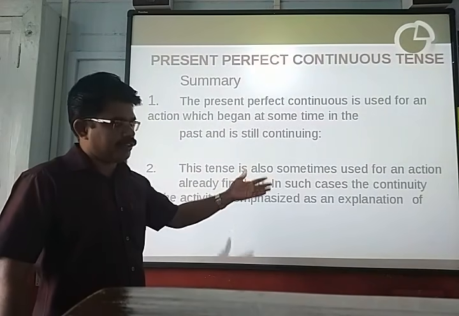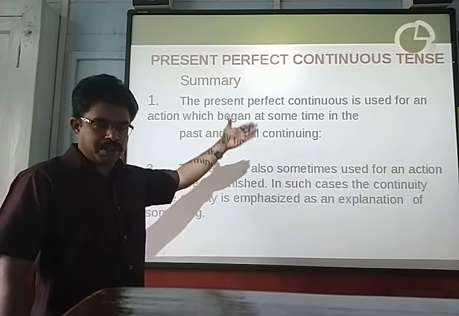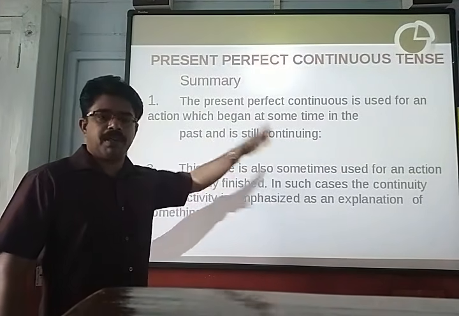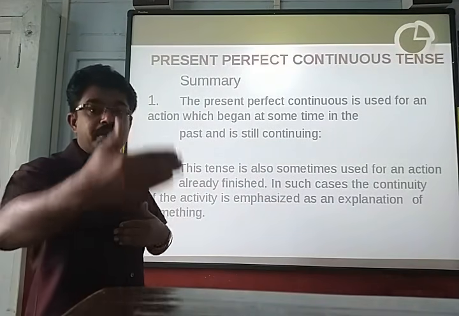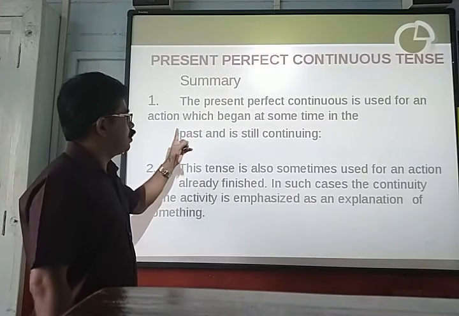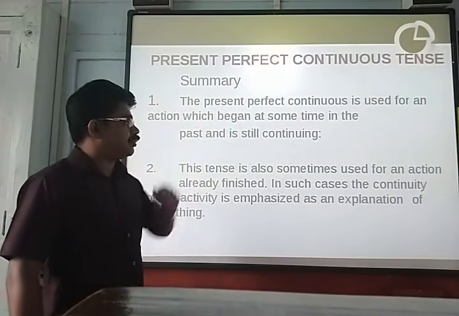There are activities that started in the past, continued, then completed. Now here in this one, it began at some time in the past and it is still continuing. The process is going on. So that is the first usage of present perfect continuous tense.